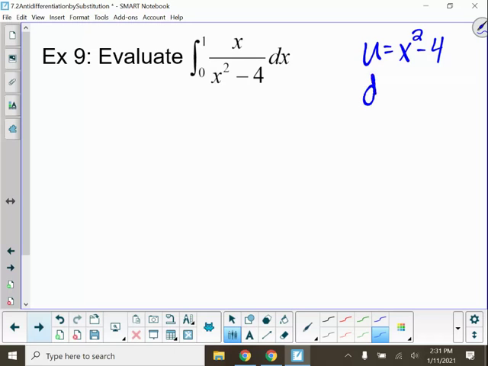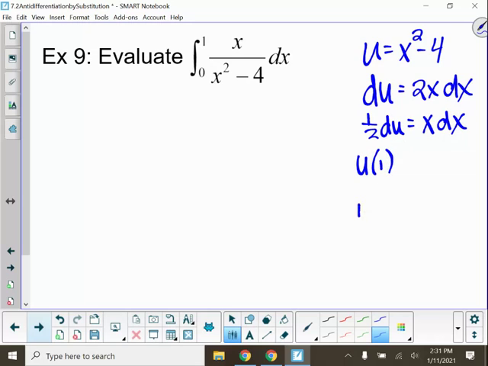So when I take my derivative, I'm going to get 2x dx. Again, I don't have a 2, but I do have an x, so that's going to be 1/2 du is equal to x dx. And then I have to plug my bounds in. I have to find u of 1 and u of 0. Well, u of 1 is 1 squared minus 4. That's going to give me -3. U of 0, 0 squared minus 4, that's going to be -4.